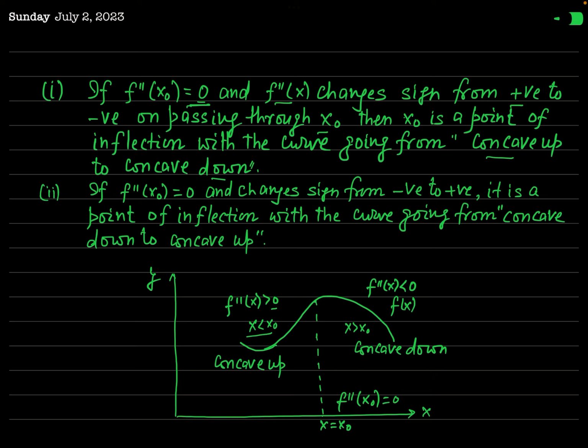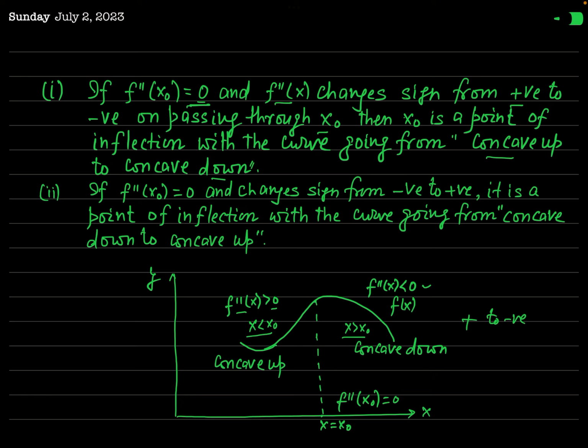And in the region x greater than x naught, you will see that f double dash of x will be less than 0, that is negative. So the shape of the curve will be concave down. So you can say that at the point of inflection, it is possible that when the sign of this second order derivative changes from positive to negative, then the shape of the curve will change from concave up to concave down.